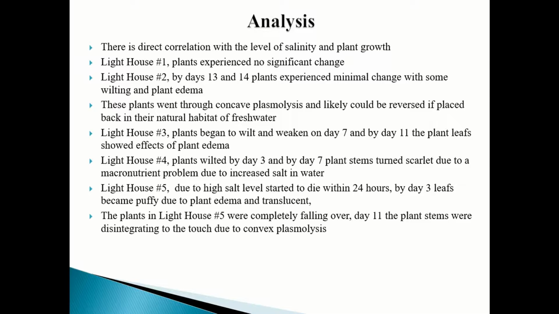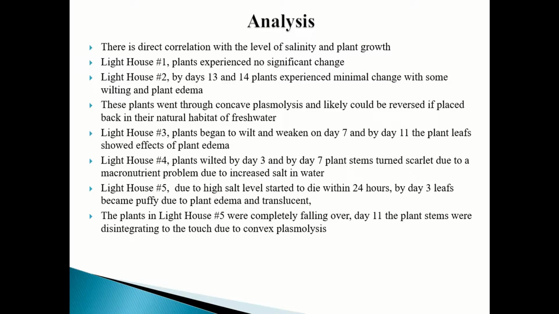The plants in Lighthouse 2 appeared healthy through the whole experiment with very little change until the last days of the experiment. On days 13 and 14, the plant leaves started to wilt with some fade in color. These plants went through concave plasmolysis, which is a less drastic form of plasmolysis that can be reversed if the plants were to be put back in their natural habitat. You can tell the plants went through this type of plasmolysis by looking in the microscope for day 14, where you can see that there's no change in cell structure.